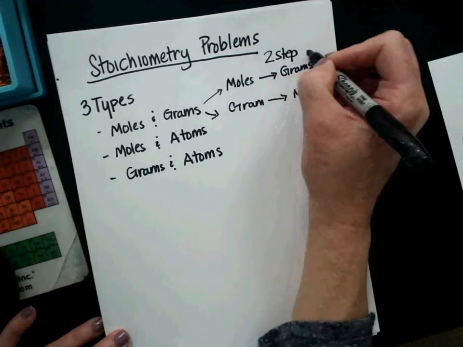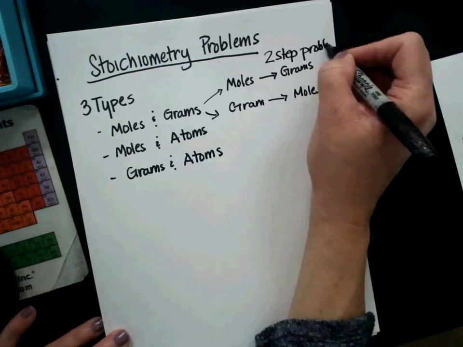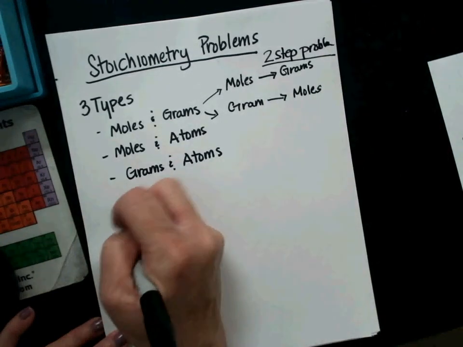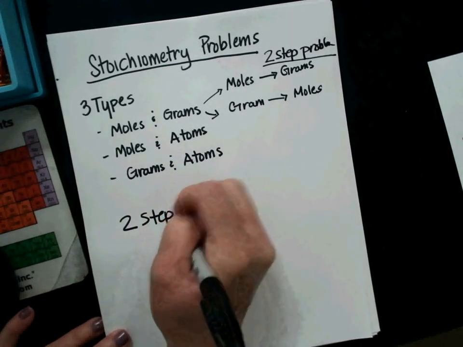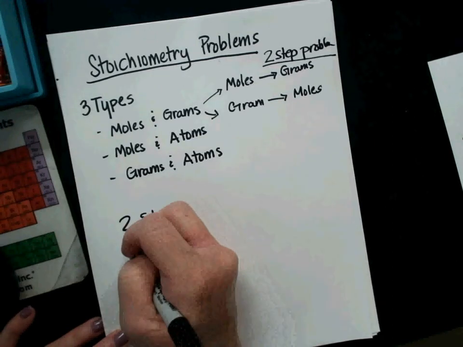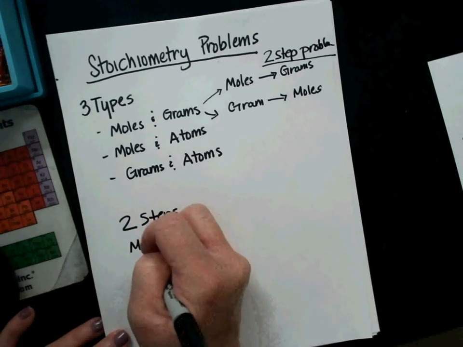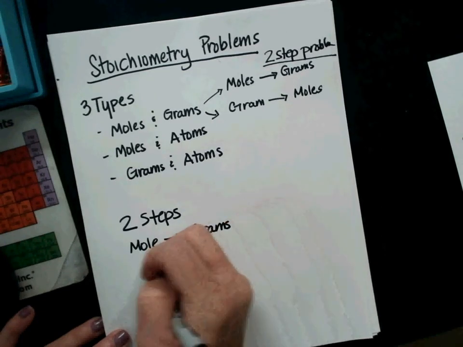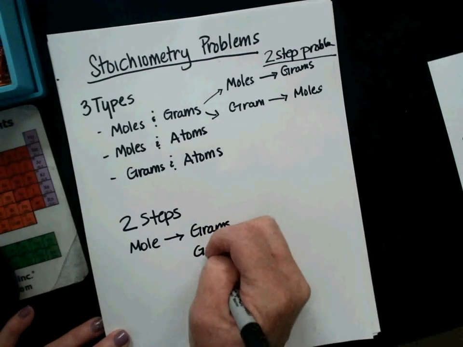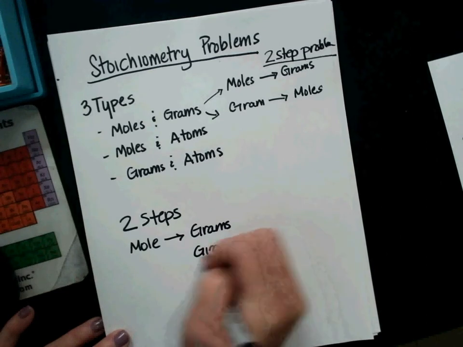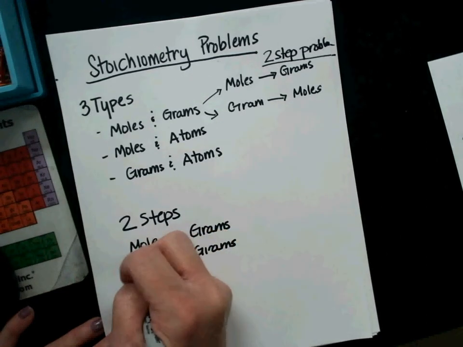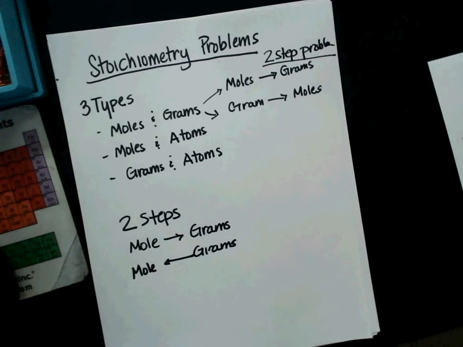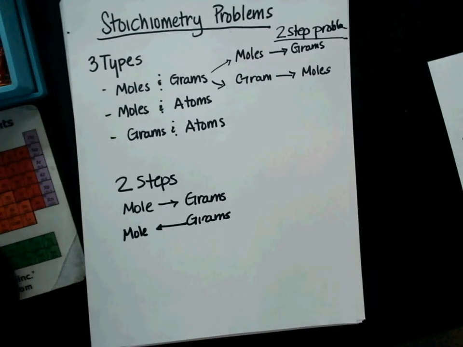I want you to think of this as a two-step problem. It's one of the easier ones. So 2 steps: moles to grams or grams back to moles. Anytime you have a problem like that, it's only going to take you 2 steps to solve it.